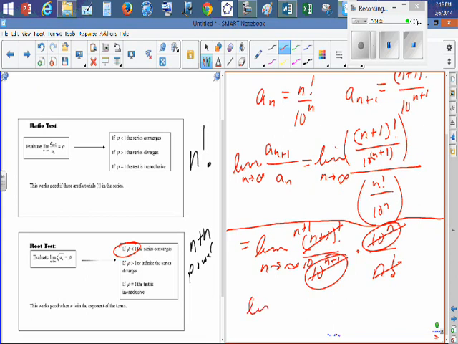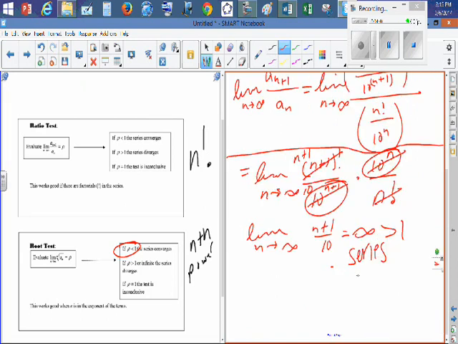So what am I trying to figure out? A limit as n goes to infinity of n plus 1 over 10, well, that equals 0, which is, ooh, no it doesn't. I'm so sorry. That goes to infinity, which is definitely greater than 1. So we've shown this series diverges by the ratio test.